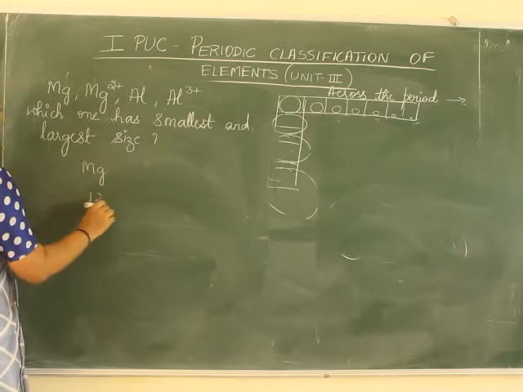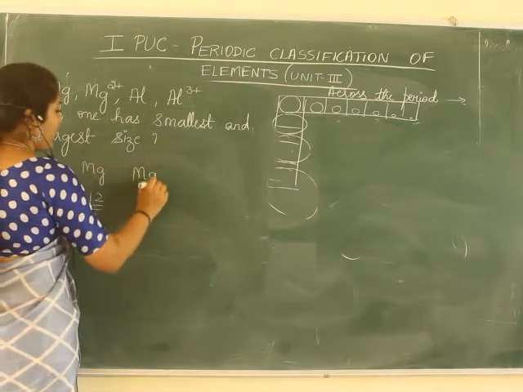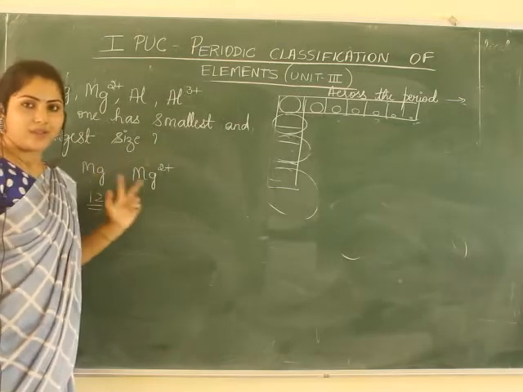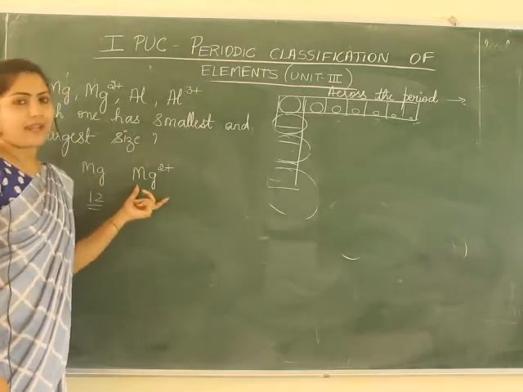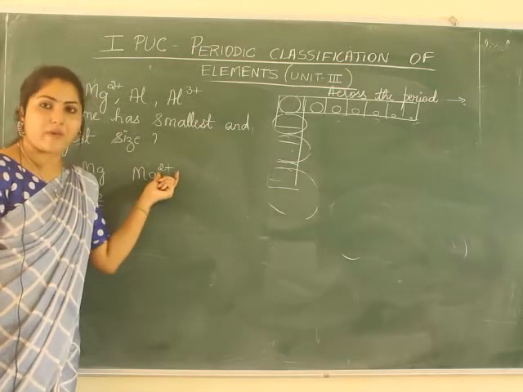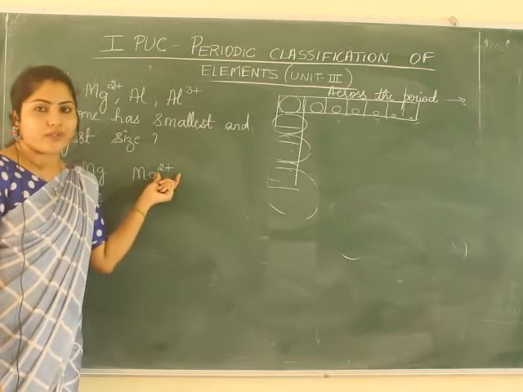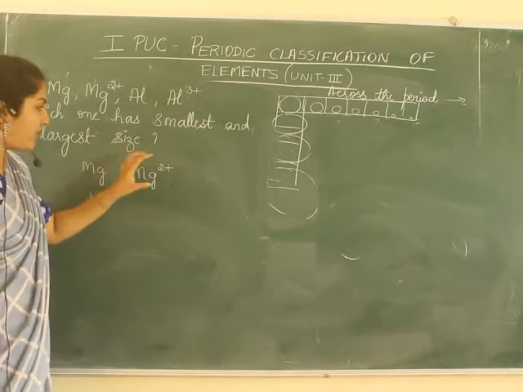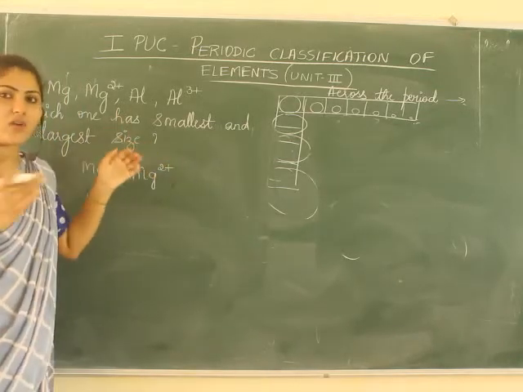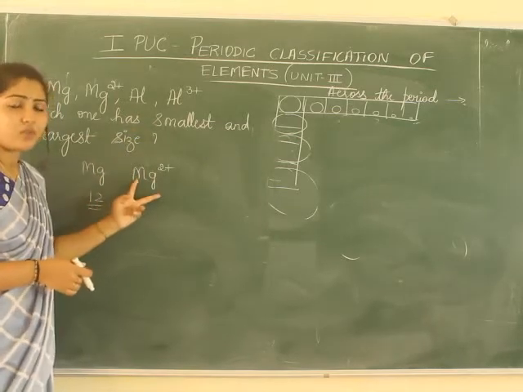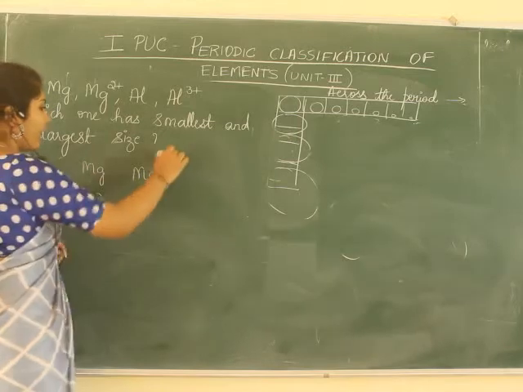Now if you observe, what is the atomic number of magnesium? Magnesium is 12. What is Mg2 plus? Mg2 plus is its cation. This is the parent, this is its cation. What has happened here? It has lost 2 electrons, because of which 2 positive charges are extra now. So what will be the size now? Will it be larger or smaller? Compared to the parent, Mg2 plus will have smaller size.